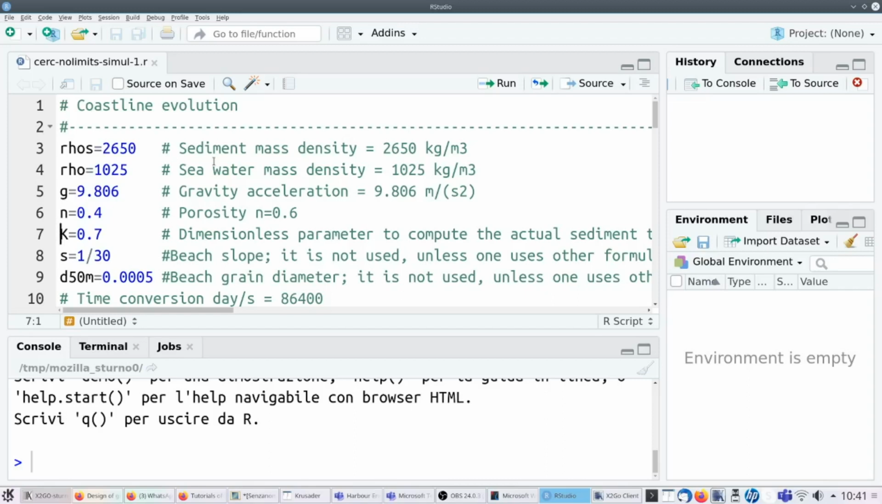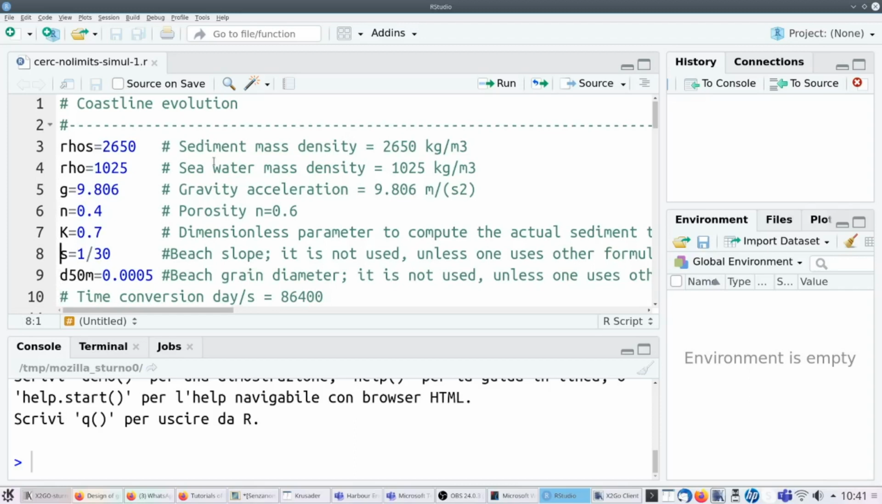There is a K parameter which is an empirical parameter that we need to adopt. And also there is the slope of the beach, and it is not used because the CERC formula doesn't use it. But if you use other formulas for computing the sediment transport, you may need to use this. And then there is the D50, the beach grain diameter. Again, this is not used here, but it is given because there are other formulas besides CERC for computing the longshore sediment transport that also use D50.